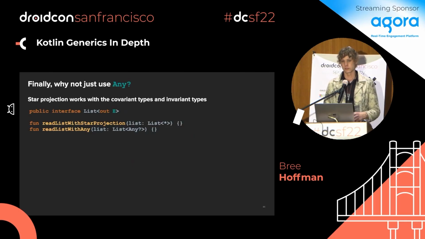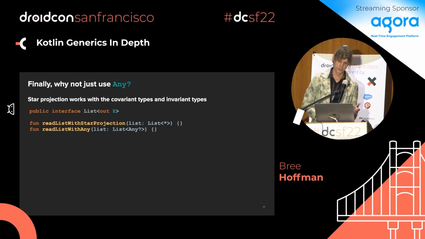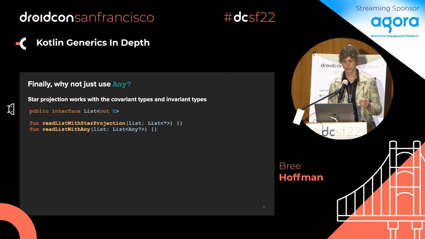So when thinking about star projection, you might have thought, why don't we just use nullable any as the type that we specify when we're trying to relay what can go into the function. I've provided two examples here. We have a list which is covariant, and it uses star projection in the first method or function. And then we have a function which allows you to send a list of nullable any in.